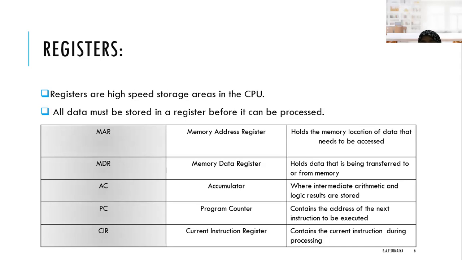PC, program counter. It contains the address of the next instruction to be executed. CIR, current instruction register. It contains the current instruction during processing.